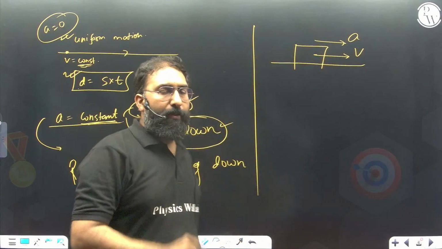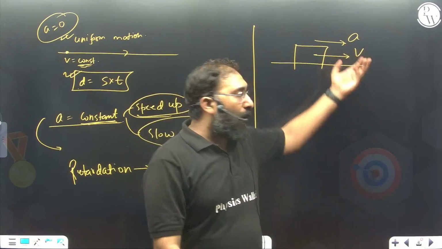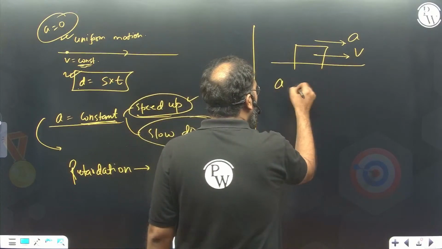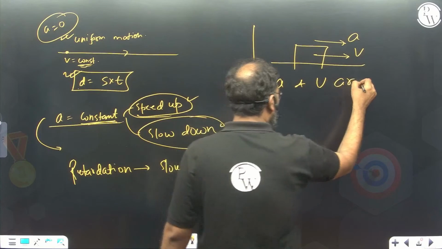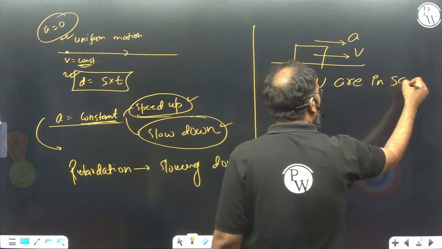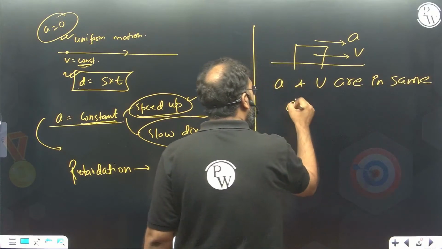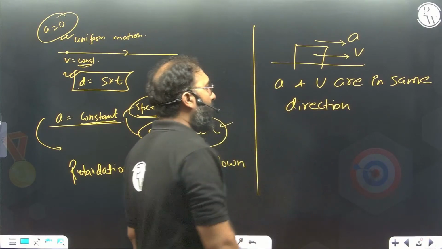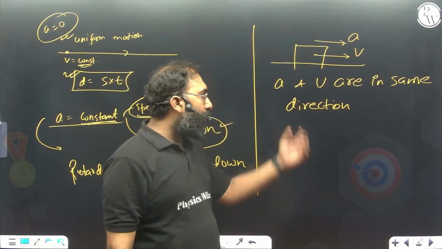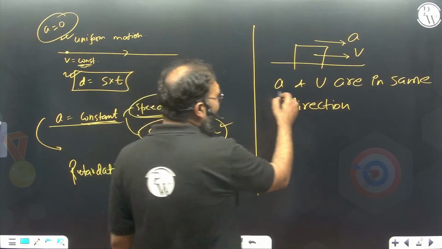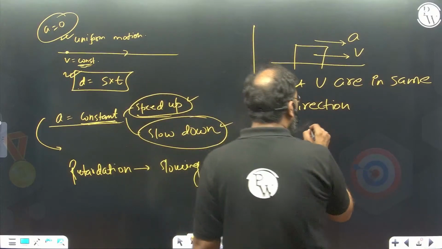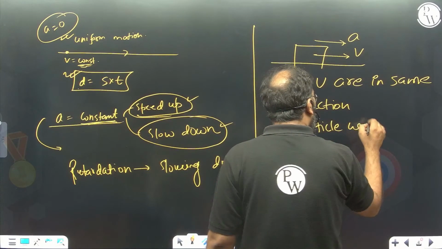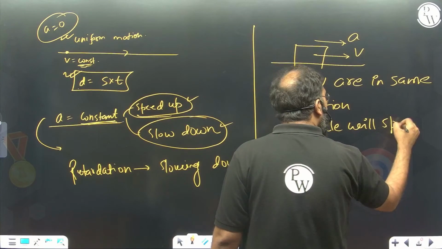Whenever acceleration and velocity, A and V, are in the same direction, the particle will speed up. Now I am using bigger fonts. Can you see this? Is it fine now? I am using bigger fonts.